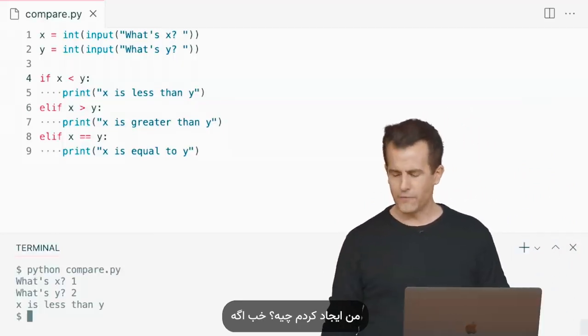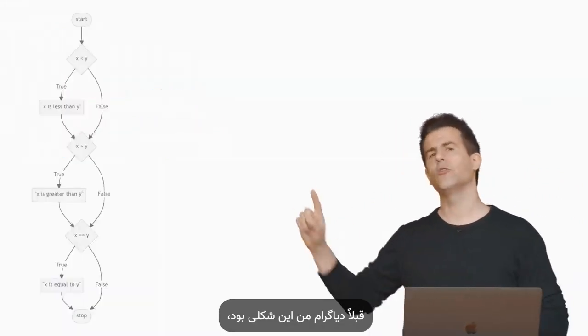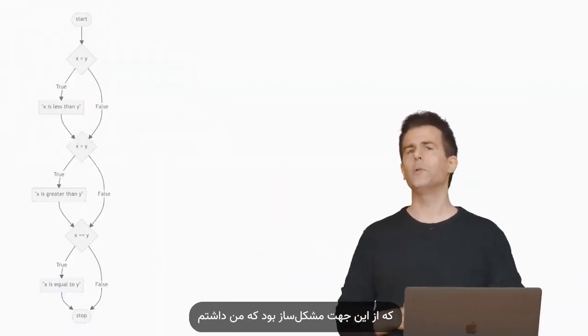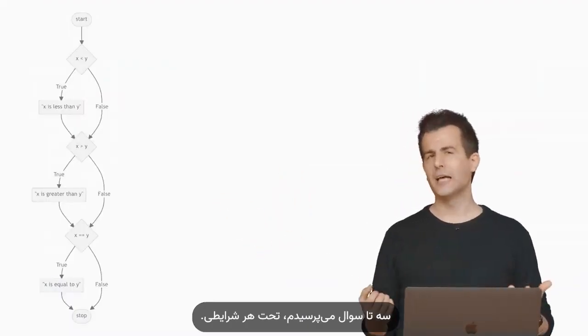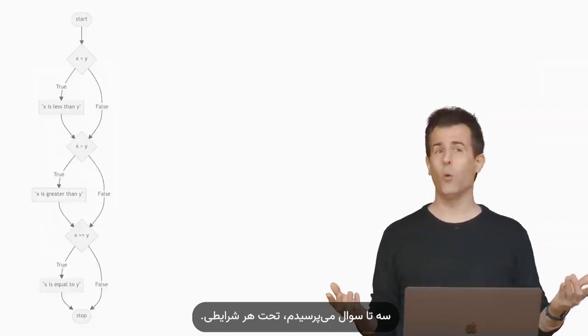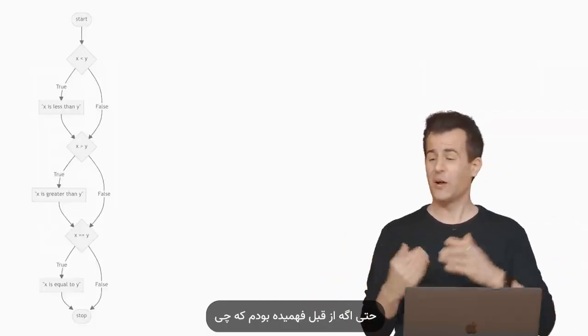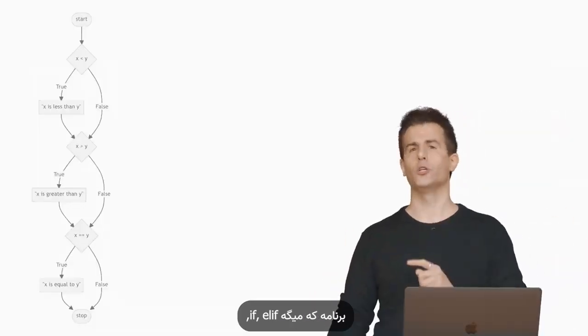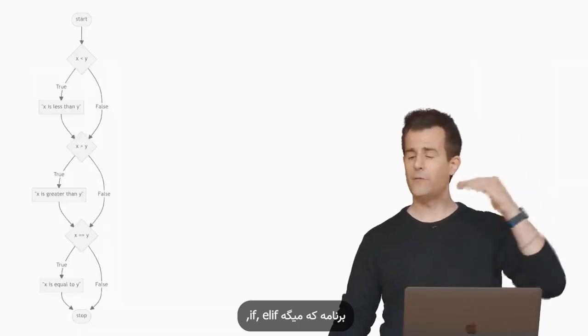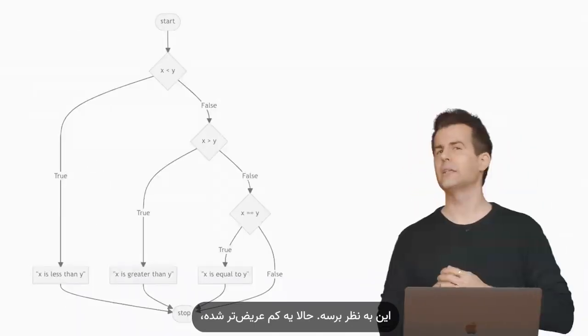Now, what is the improvement I've just made? Well, if previously my diagram looked like this, which was problematic insofar as I was asking 3 questions, no matter what, even if I already figured out what I want to print on the screen, this new version of the program that has if, elif, might look a little something like this instead.